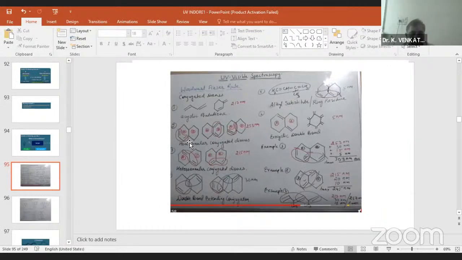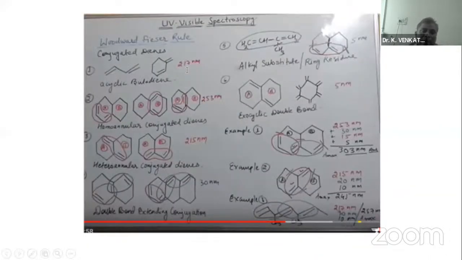So what is the range? 270 nanometers. The acyclic conjugated diene is present at 270 nanometers. Keep this in your mind. What is the basic value for acyclic butadiene? 270 nanometers. So this is one type of diene.